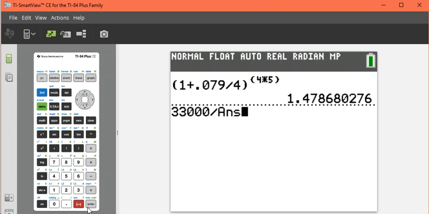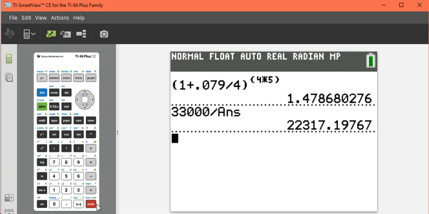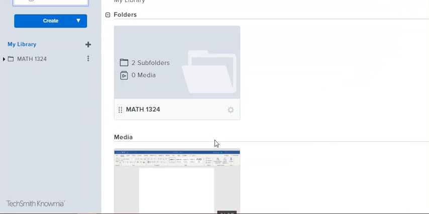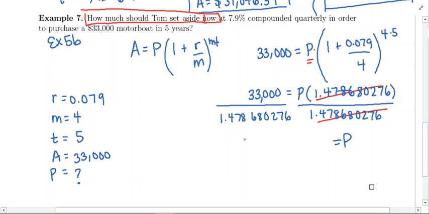And so what that's doing is it's taking 33,000 and dividing by the previous answer, which is the 1.478680276. So I don't have to retype, okay? And if I hit enter, I will get the answer, okay? So that ends up being how much Tom needs to invest, okay? All right, so let's go write this down. Okay, so we got this number.